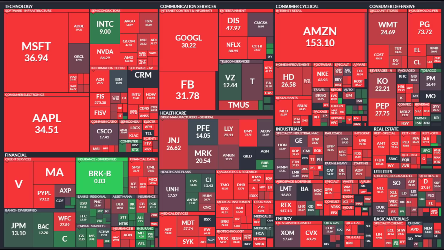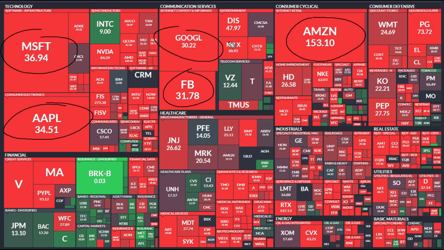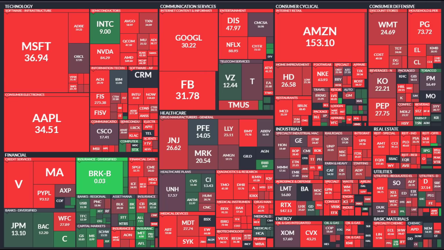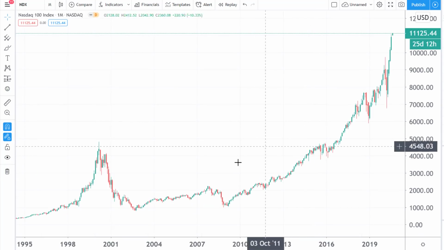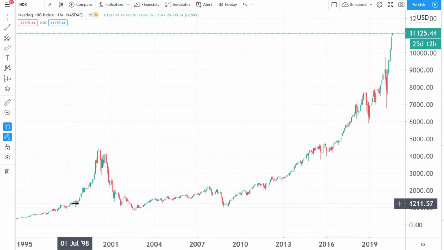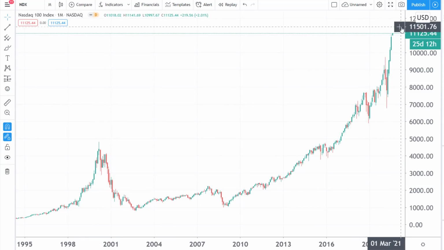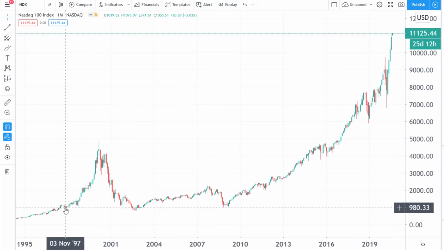We want to buy stocks that are growing, stocks that are potentially going to earn more money in the future, and that is, of course, the big FANG stocks and other tech companies: Microsoft, Apple, Google, Facebook, and Amazon. It should come as no surprise that they're trading very high right now. When we look at things like the NASDAQ on a monthly chart, it becomes pretty clear that we are seeing very large moves right now, just like we did during the tech boom.